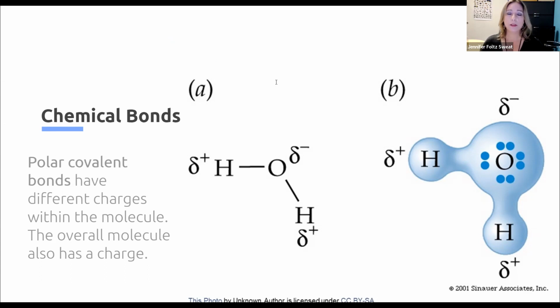So we talked about the fact that oxygen is pulling those electrons towards its own nucleus. What that does is it gives oxygen an extra negative charge and hydrogen a positive charge. So we will go to the whiteboard. I can illustrate this.